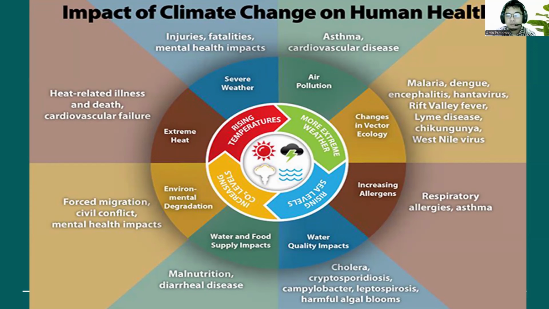We also see changes in vector ecology, meaning that the diseases carried by mosquitoes or ticks, like malaria, dengue, and chikungunya, are affected. Water and food security are also affected. Warmer temperatures and heavy rains can contaminate water supplies, increasing the risk of diseases like cholera and other illnesses. Drought and floods also damage crops and cause food insecurity. And environmental degradation can force people to migrate, increasing the risk of civil conflicts, displacement, trauma, and other impacts.